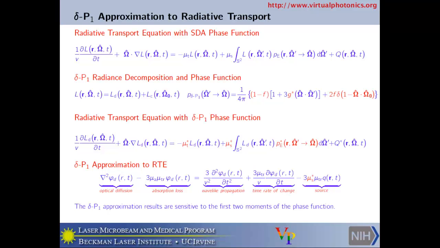Instead of having mu s prime here, which is mu s times 1 minus g, the first moment, you actually have mu s prime times 1 minus the second moment, or 1 minus f. So what that allows you to do, so you have a term here, mu tr is mu a plus mu s prime, so you have the first moment of the phase function in this term.